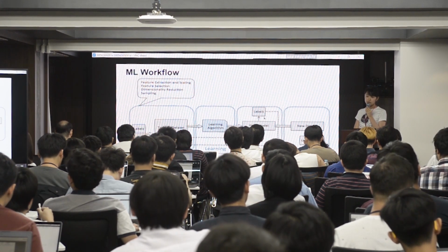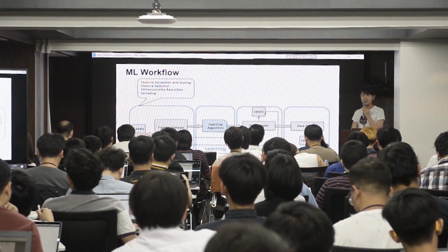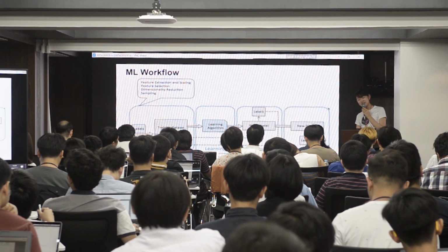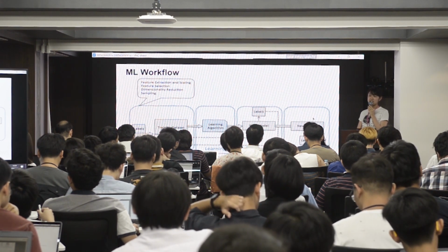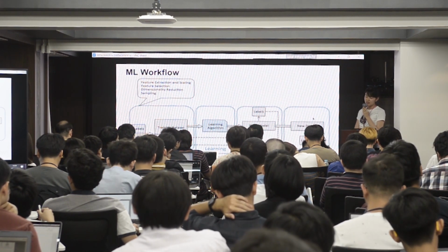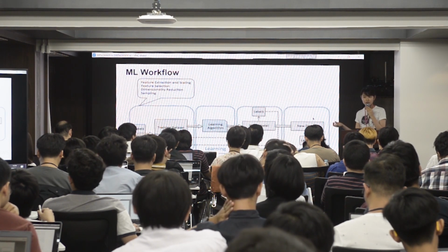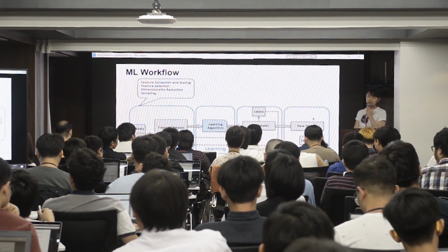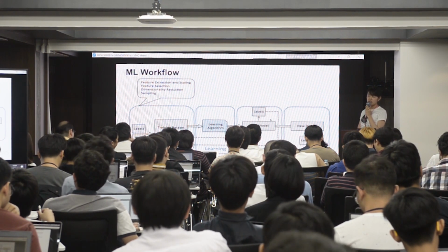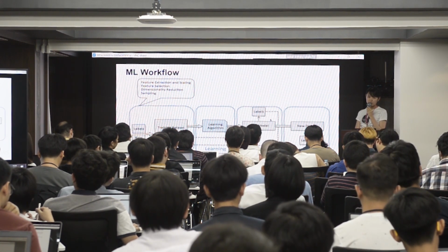Until you are super comfortable with your model, then you can go to the final step, which is prediction. You can put your model into production, and for new data, it predicts the new label. So this is the whole machine learning workflow and why it's important.